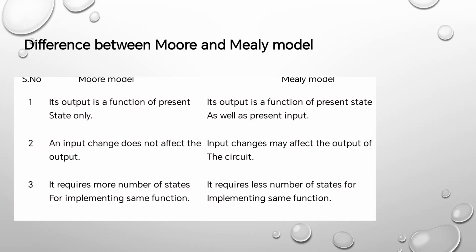Difference between Moore and Mealy model. In the Moore model, its output is a function of the present state only. In the Mealy model, its output is a function of the present state as well as the present input. In the Moore model, input change does not affect the output. In the Mealy model, input changes may affect the output of the circuit. The Moore model requires more number of states for implementing the same function. The Mealy model requires fewer states for implementing the same function.